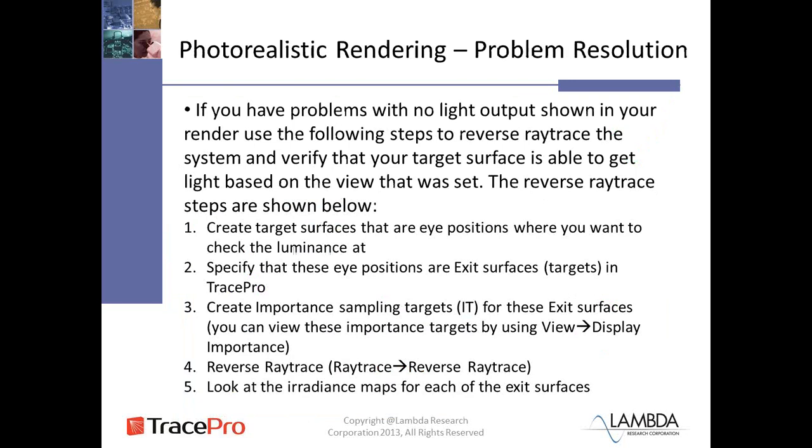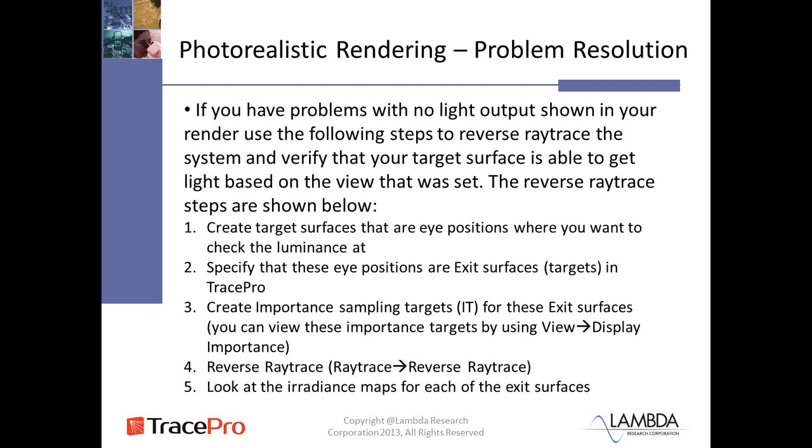Well, finally, what happens when you don't see anything in your render or see something you don't expect? When I'm doing a Lightpipe, there are a lot of times where I do a photorealistic render and I don't get what I expect to see. There's a way to use TracePro's reverse ray tracing to go back and see what a target to an eye position would see. This is using the reverse ray tracing that's available in the analysis section of TracePro. So you're going to want to follow these steps to set up a reverse ray trace.